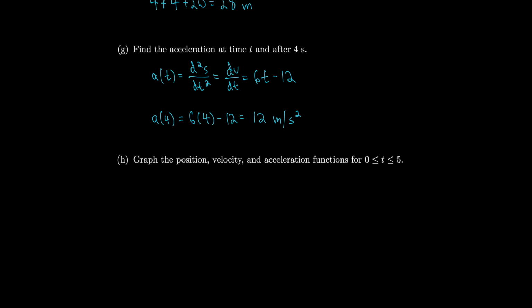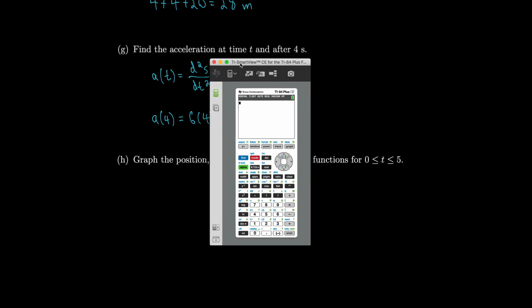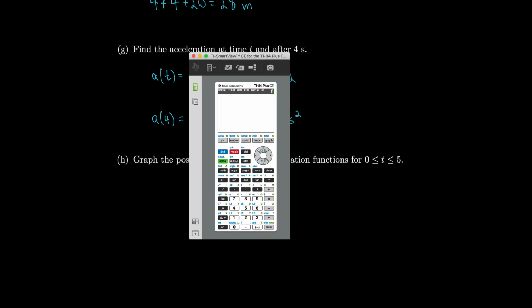Let's graph these guys using our handy-dandy calculator emulator. So I want to graph position, velocity, and acceleration. So position was t cubed, so I'm using x cubed, minus 6x squared plus 9x, and velocity was 3x squared minus 12x plus 9. And then acceleration we just got is 6x minus 12.